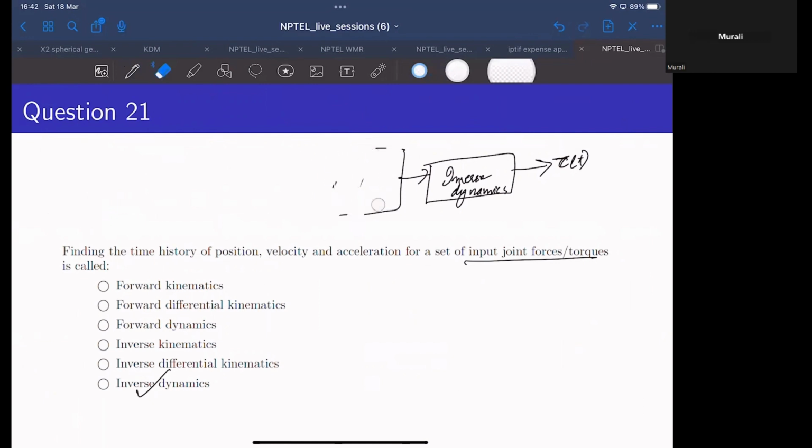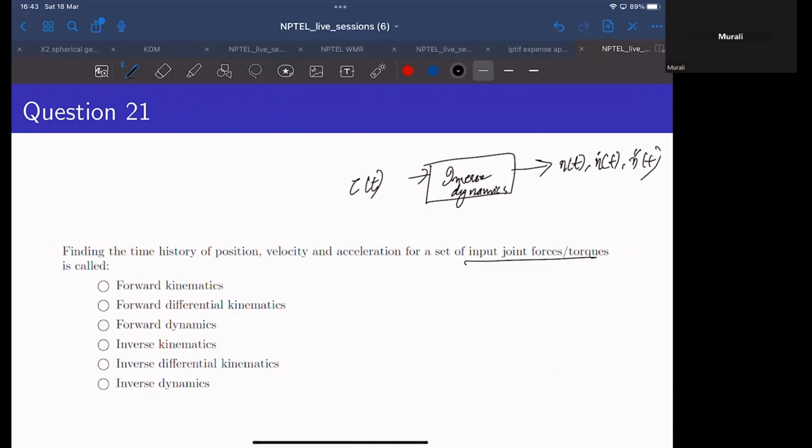So we are giving input as torque actually. Time history of torque is given as input to the system, and our requirement is to find the trajectory actually, position, velocity, and accelerations. So this is exactly what we discussed, but we interpreted the question wrong. So this is basically forward dynamics. Nothing wrong with our concept, but we interpreted the question wrong.